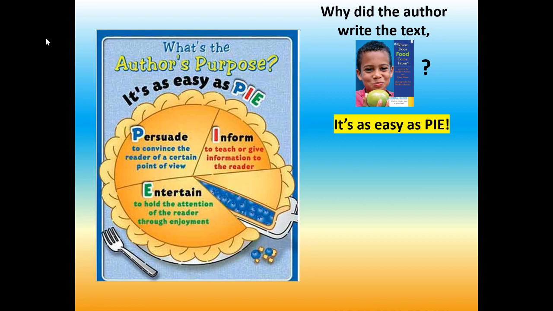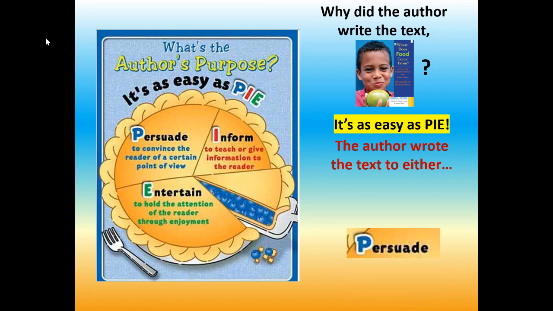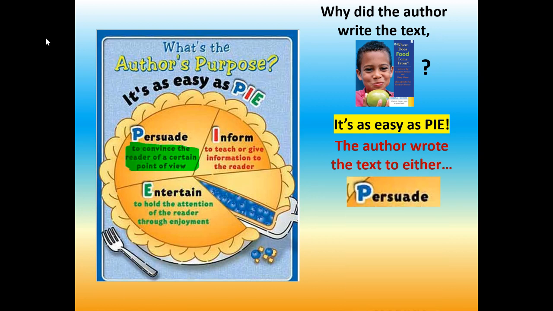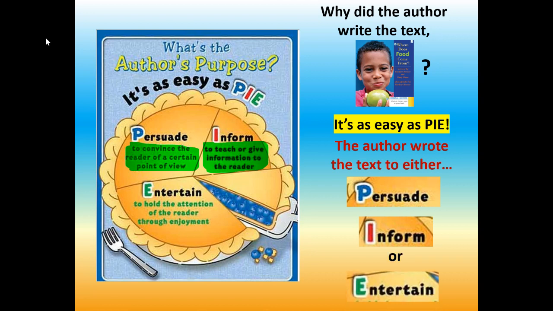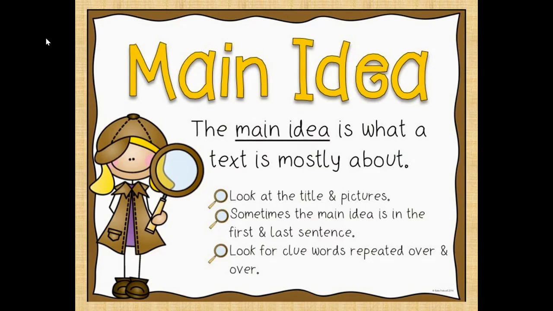Well, it's as easy as pie, or P-I-E. The author wrote the text to either persuade, that's P for persuade, to convince the reader of a certain point of view, or the author wrote the text to inform, that's I, inform, to teach the reader or give information to the reader, or E, entertain. And entertain means to hold the attention of the reader through enjoyment. So why did the author write, Where Does Food Come From? It was either to persuade, inform, or entertain the reader.